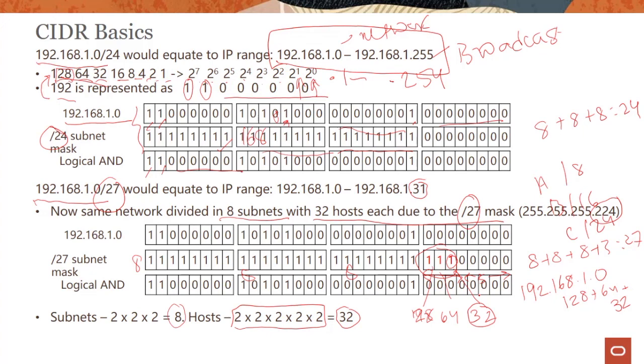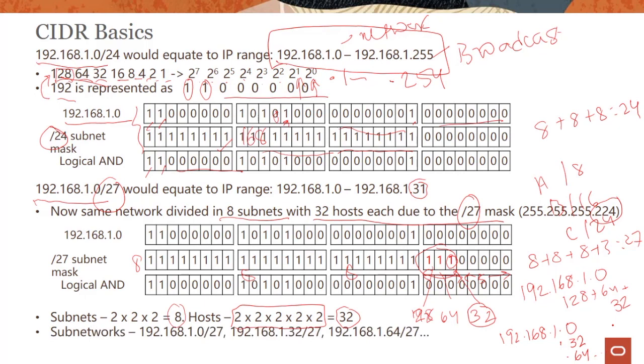The way you would write this now is the first network you had was 192.168.1.0. The second one would be .32. The third one would be .64, and so on and so forth. And now if I do this math, my hosts would go from 192.168.1.0 all the way to .31 here. It would go from .32 all the way to .63 here, and so on. And again, it starts from 0, so that's why you see till 31 here.